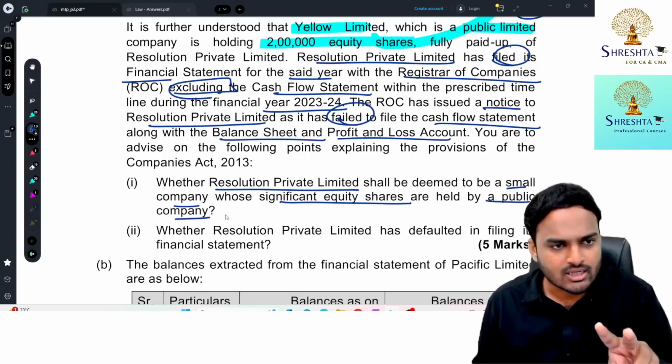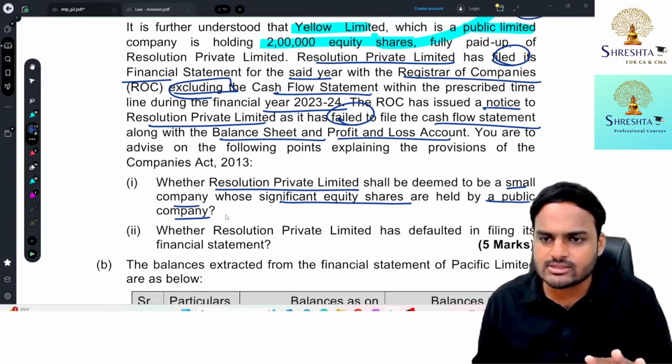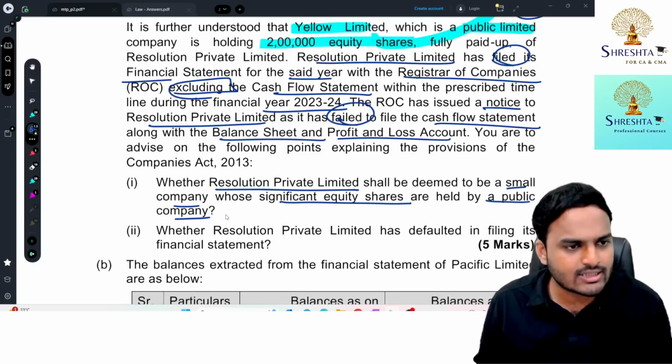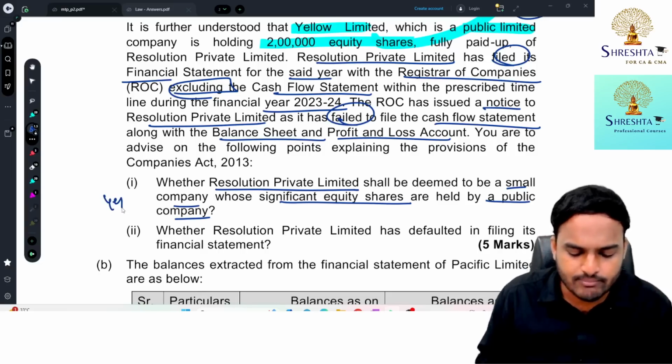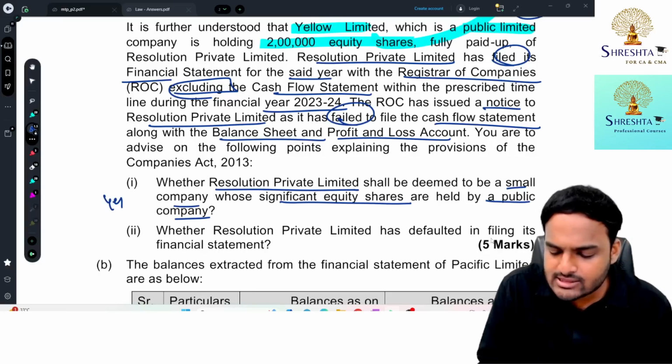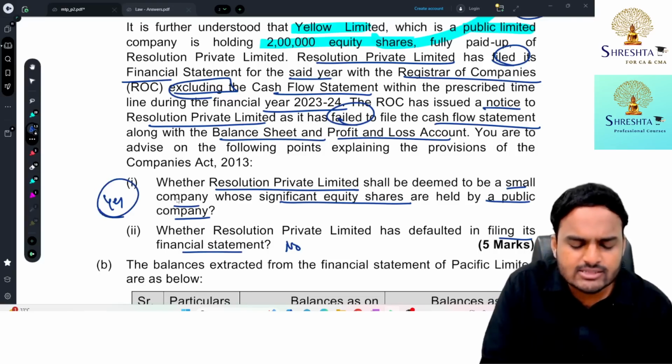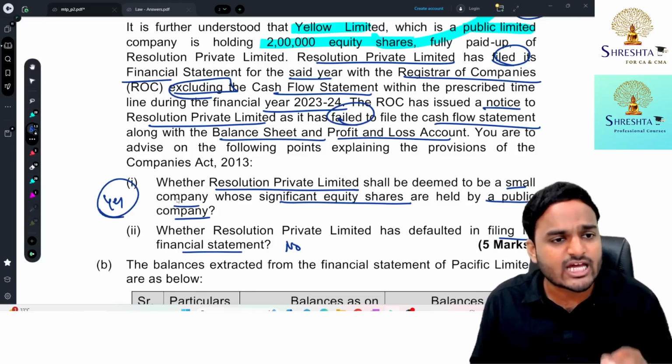Private company, turnover, paid up share capital within the limits, and it is not a subsidiary to another company. Therefore, it is a small company. So answer, yes, it is a small company. Whether Resolution Private Limited has defaulted in filing its financial statements? No. Small companies are exempted from preparing cash flow statements.